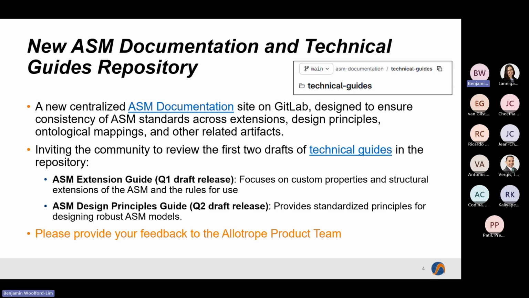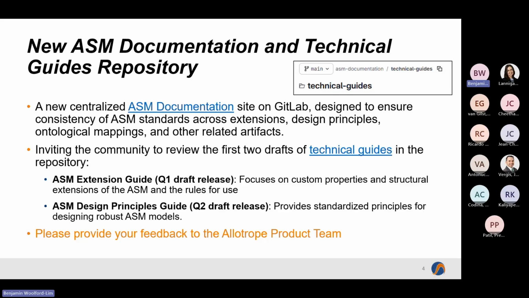I think it's myself that might have that. Describing the design principles behind the ASM, so you understand how we do things, why we do things, and therefore how to use them better in future. The ontological mappings, as I said, when to use this term, when to use that term, and the other kind of artifacts around that, how to use them when.